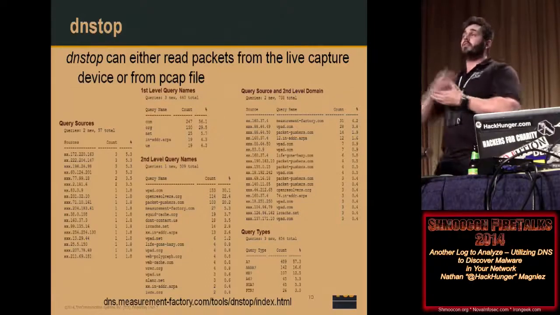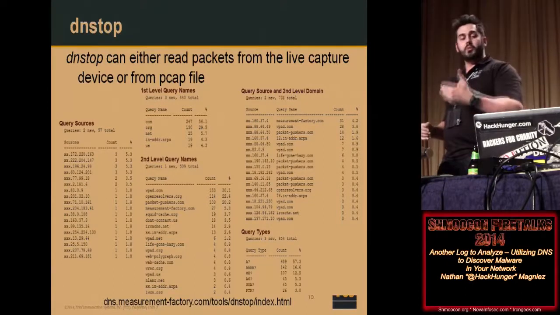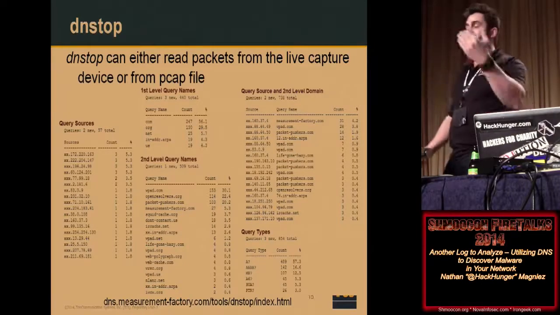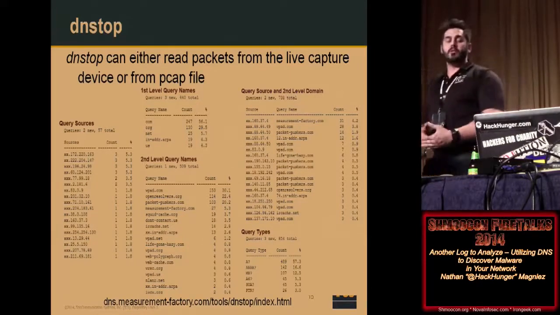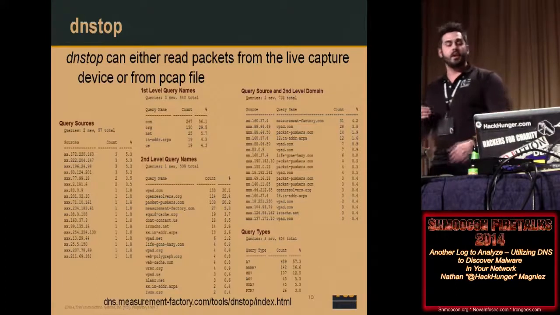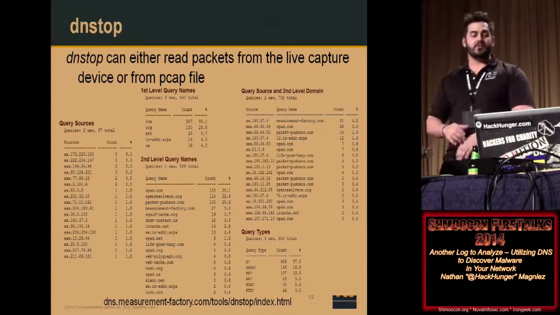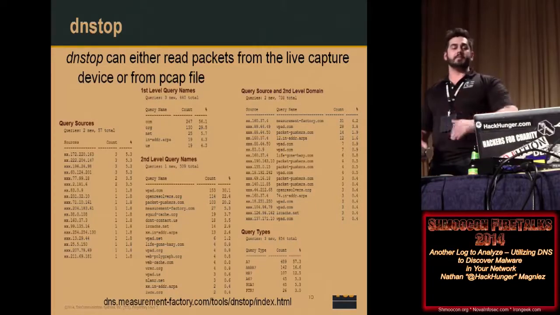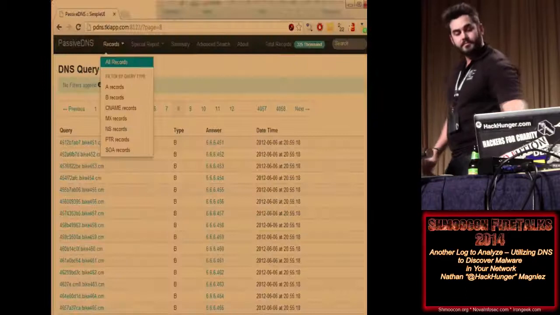But what we can see here, on the far left side, is the query sources. Who is querying out? We can also see who is querying out and to where. The query source on the far right side, query source in the second level domain. Where are they going to and who is doing that query? We can also see the query types, which doesn't really fit in this category, and also in the middle there, the first level query names and second level query names.